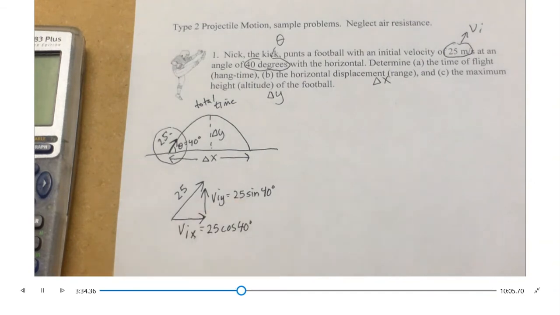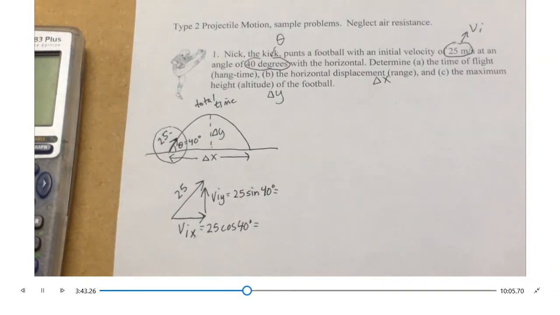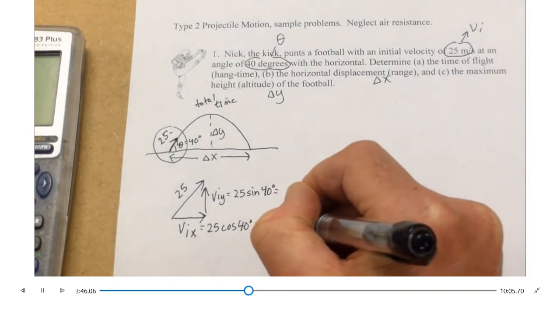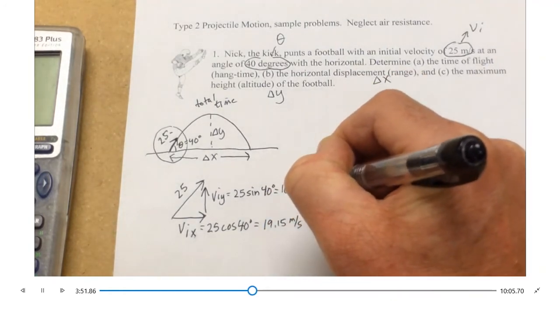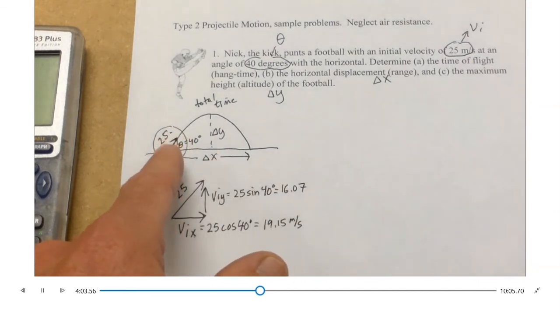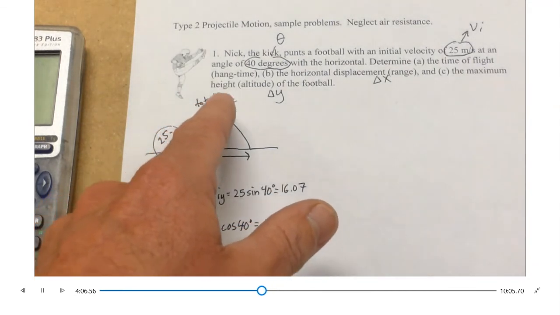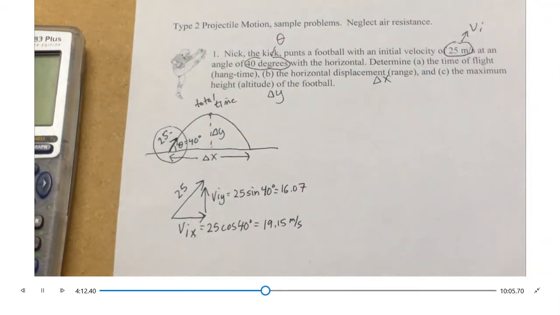When we put 25 cosine of 40 and 25 sine of 40 in the calculator, you can check my numbers, we get around 19.15 meters per second for the x component, and for the y component we get 16.07. In the x direction, the ball's going to stay at constant velocity. In the y direction, the ball's going to go up and up, but it's going to slow down. It's going to reach the apex, the top of our trajectory, and then start coming down.